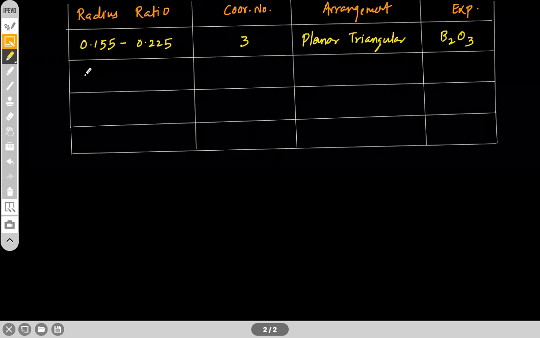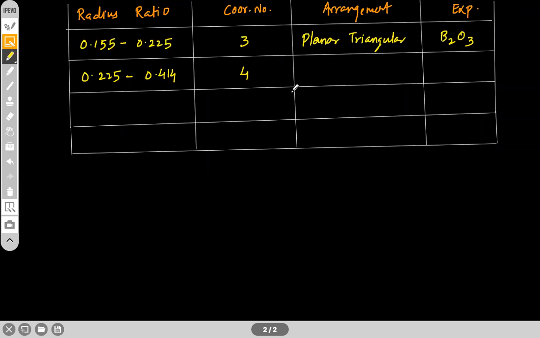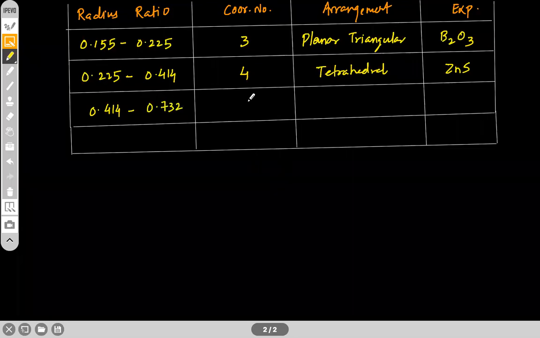If the radius ratio is 0.225 to 0.414, coordination number is 4, arrangement is tetrahedral. Example, ZnS. For 0.414 to 0.732, the coordination number is 6, and this is octahedral.